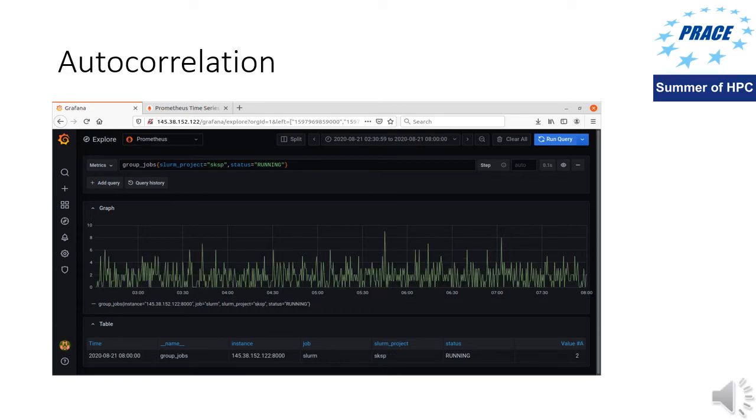Autocorrelation essentially is when the series is linearly related to a lagged version of itself. That is, if we observe the series within an hour, then we observe it again in the next hour, and we observe the same series, we essentially say that the series is autocorrelated. In our case, we observed that the SKSP cluster was autocorrelated to itself.